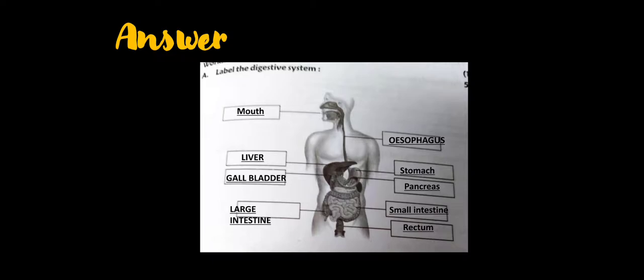On the right side, first part is esophagus, second stomach, third pancreas, fourth small intestine, fifth rectum. Esophagus, stomach, pancreas, small intestine, rectum.